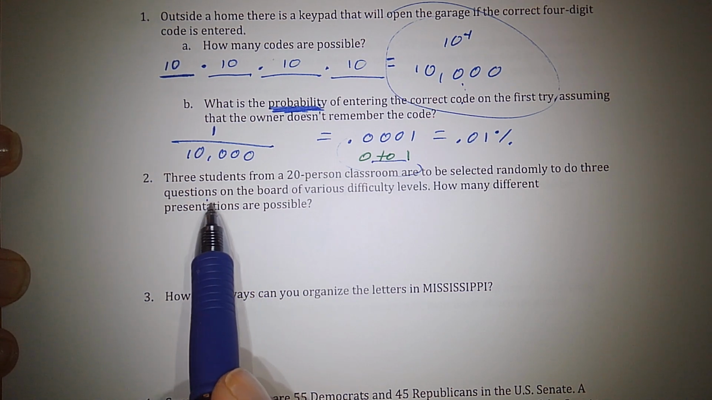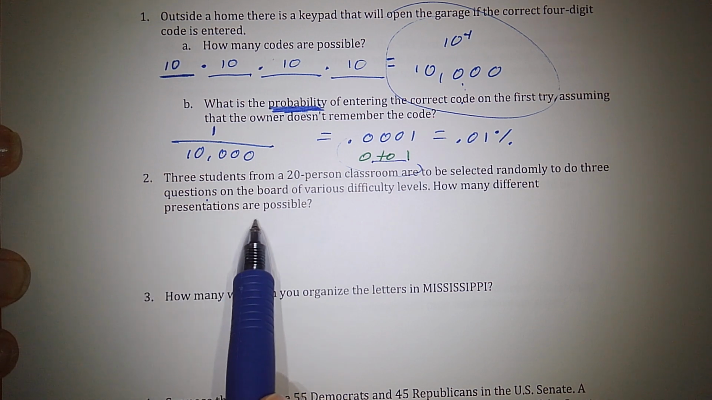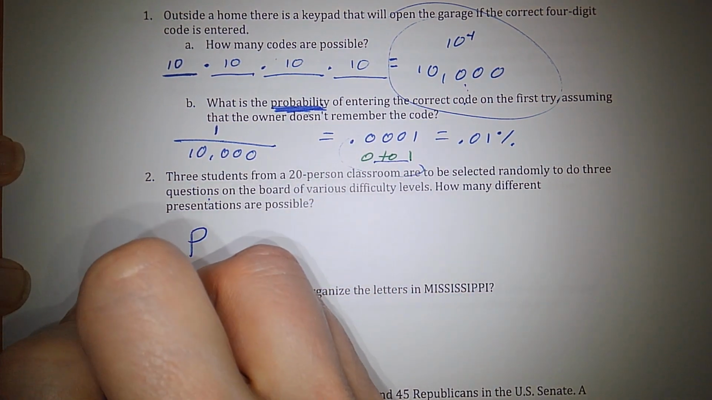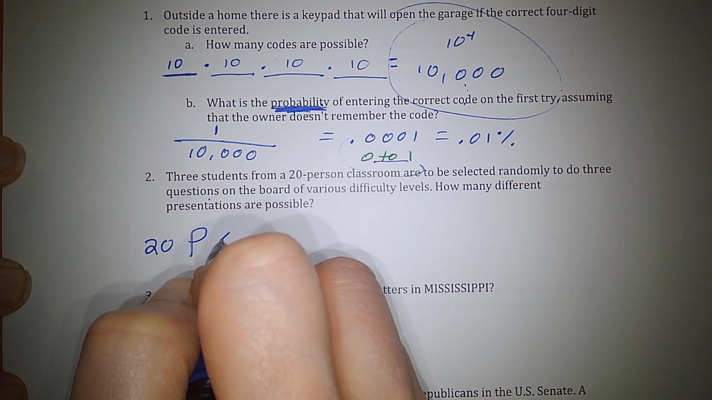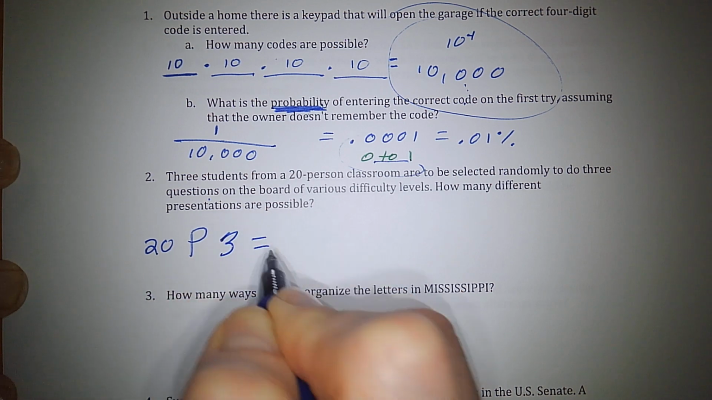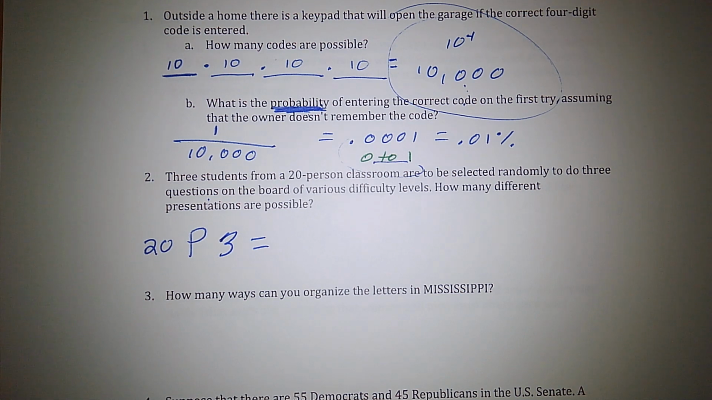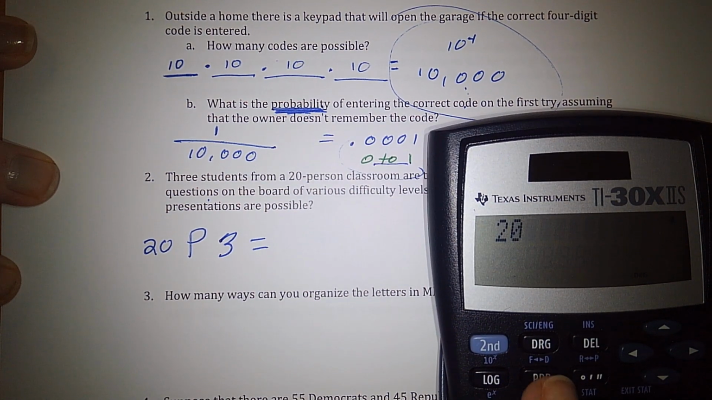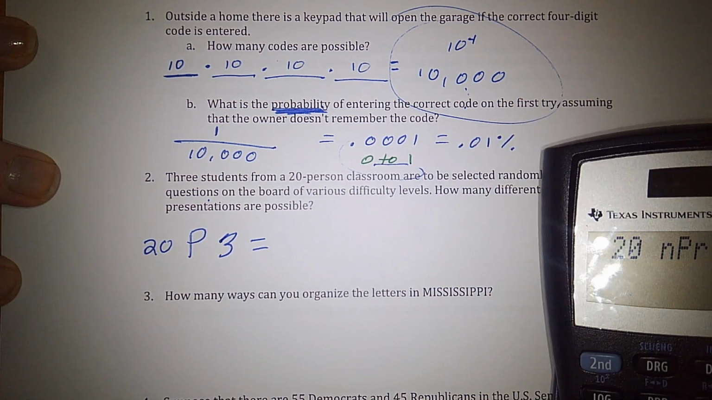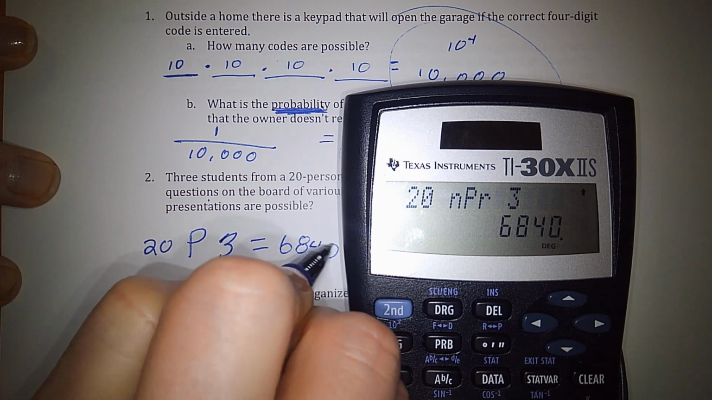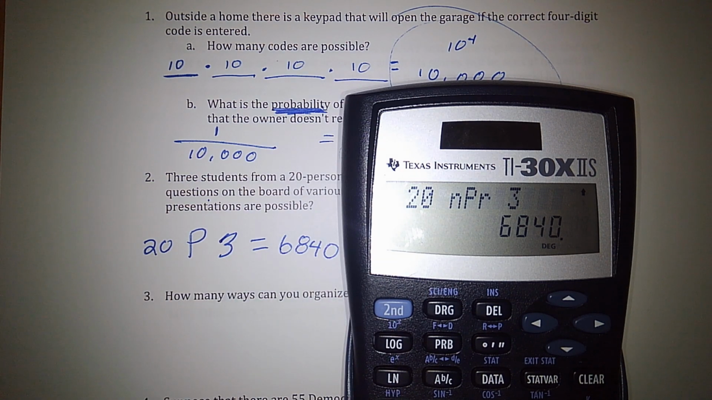Since each question is a different difficulty level, they're not all the same question, each person getting a different one is a different permutation. So this is going to be a permutation of 20 total items, and we're only going to select 3 people. So we're doing a 20 permutation of 3 items at a time, to select 3 different questions, and we're going to get a possible 6,840 different ways that those 3 students can be selected from that group of 20.